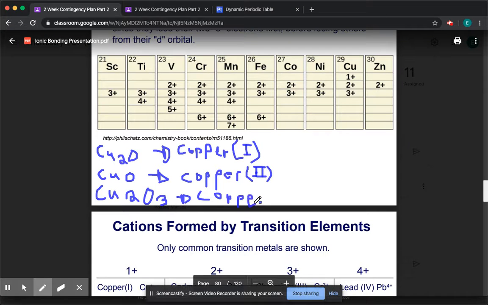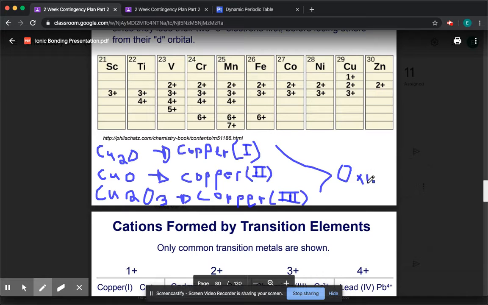This part right here is the only new thing. The naming rules are the same. There are no new naming rules. It's exactly the same as it was yesterday. The only difference is now for the transition metals, you just need to include this. So this is copper 1, copper 2, copper 3, and they all end in the same thing. They're all going to end in oxide, because it's working with oxygen.